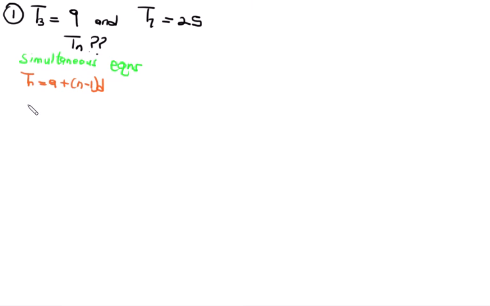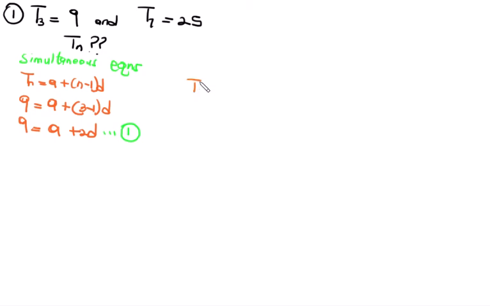So remember what Tn is. It's a term of the sequence. So the term of the sequence in this case is 9, which is equal to a, which is what we're going to solve for, plus n, the position, is 3, right? So 3 minus 1 multiplied by d, which we do not know. So we have 9 is equal to a plus 2d. All right, and this we call our equation 1. This is equation 1. And then we go ahead and do the same thing with the next one.